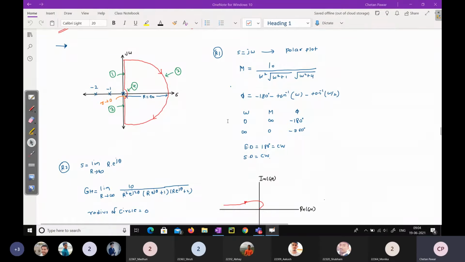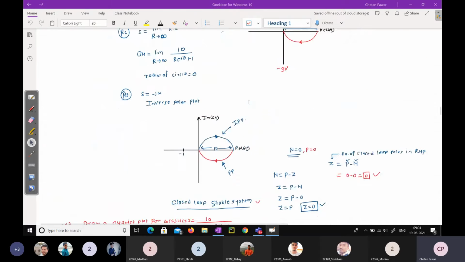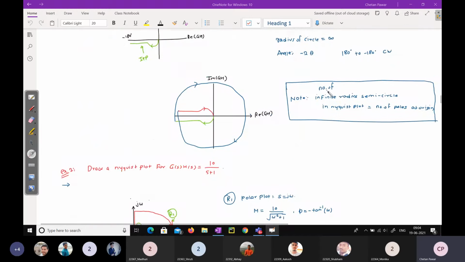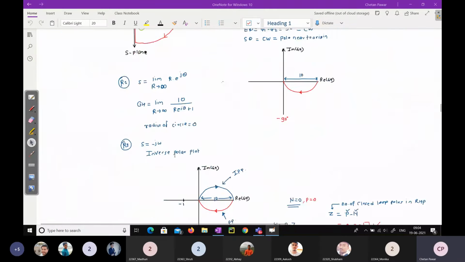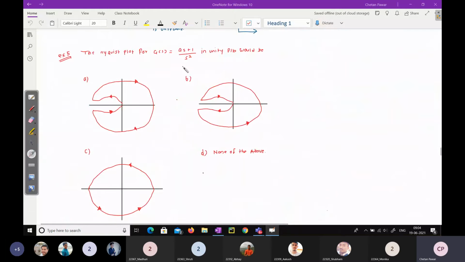What conclusion have we observed? The number of infinite radius semicircles in a Nyquist plot is equal to the number of poles at origin. Here in our problem there are 2 poles at origin, so there will be 2 infinite radius semicircles. First you need to draw the polar plot, which will do the mapping of the first region.